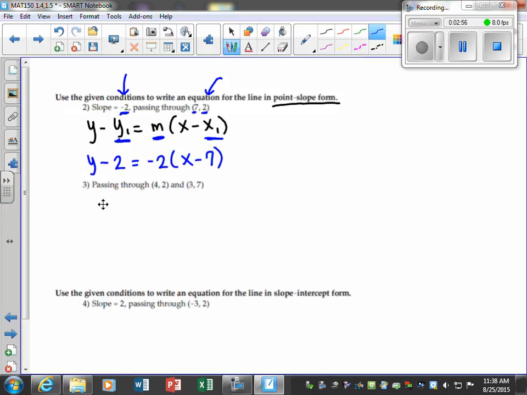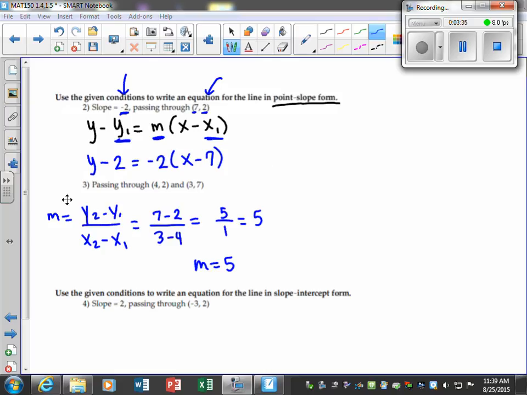Okay. But in number 3, we're going to pass through 2 points, and we want to write an equation in point slope form. For point slope form, we need a point and we need a slope. Well, we actually have 2 points. They did not give us a slope, so what's the first thing we need to do? Find the slope. And then the second thing, does it matter what point I use? Does it matter if I use the point (4,2) or the point (3,7)? No, if we do all the math correctly, they're both going to be valid answers. So the first thing we have to do is find a slope.